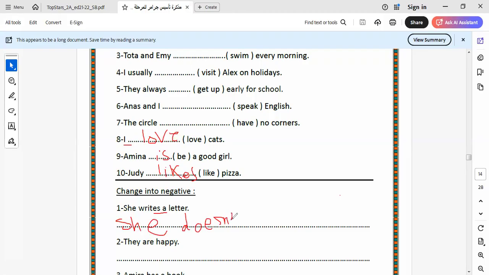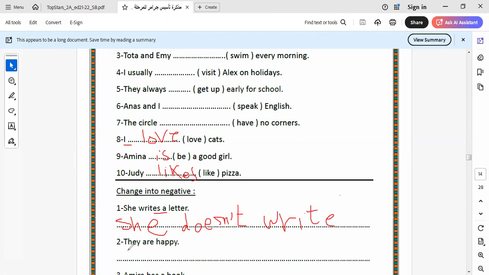And in the past simple, we do the same. We put "didn't", and we return the verb: if we have "wrote" here, we say "didn't write". We return the verb to the stem form. Here we say "she doesn't write". She doesn't write. So here I return the verb to its stem.